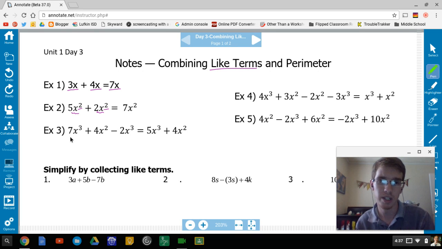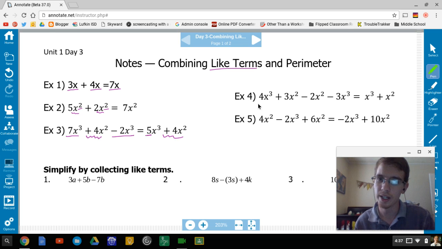Example 3, 7x cubed plus 4x squared minus 2x cubed. Two of these have the same variable and same exponent, the 7 and the 2. That's why I underline them. 7 minus 2 is 5, so 5x cubed, plus the 4x squared. Just kind of keep that over there. All right, a little more complicated.